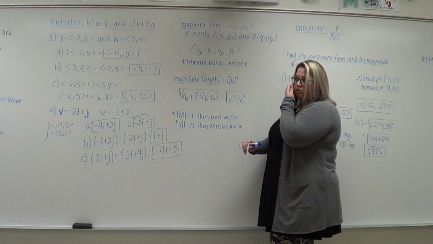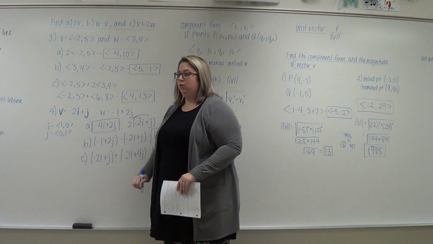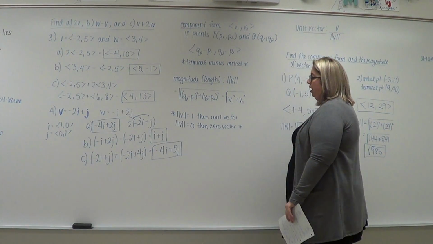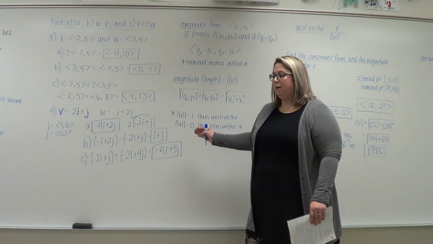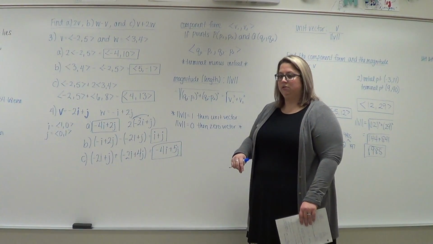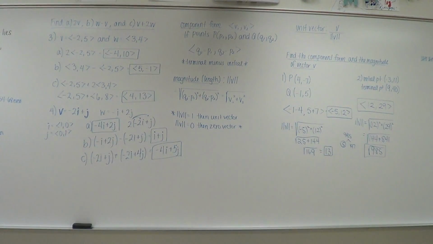So if you see the i's and j's, those are the vectors 1, 0 and 0, 1. They're unit vectors. Treat it kind of like x's and y's. You're not plugging anything into the i's or the j's. All right, we're going to stop there.